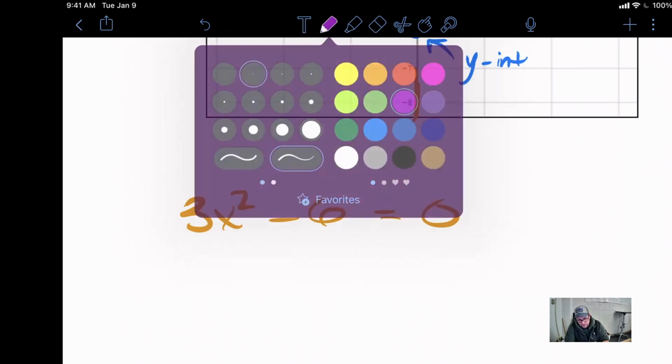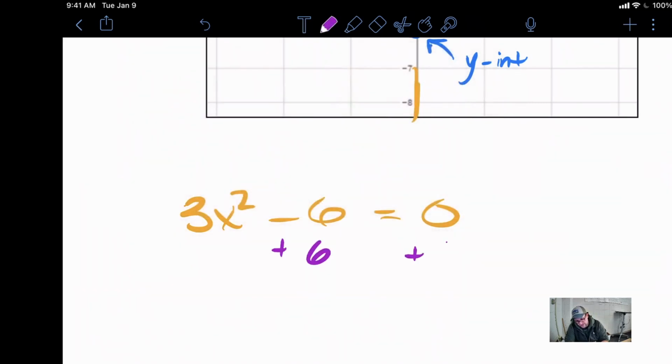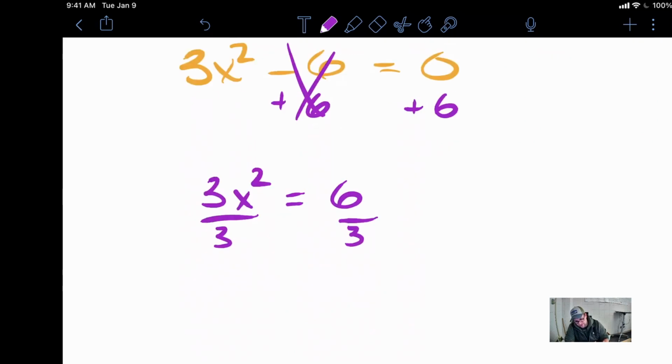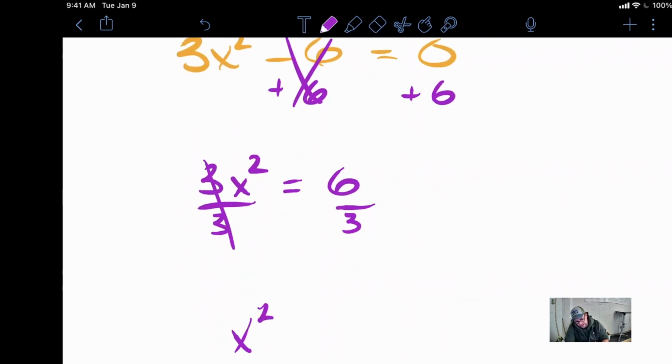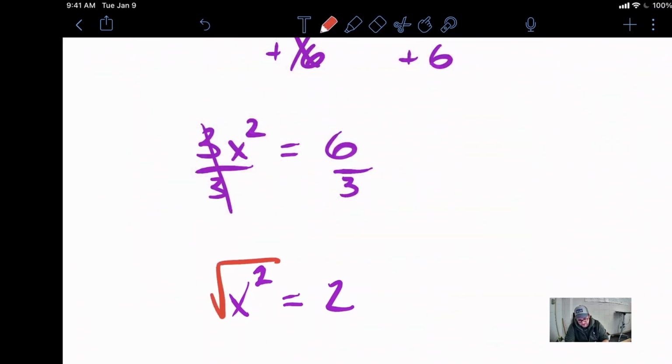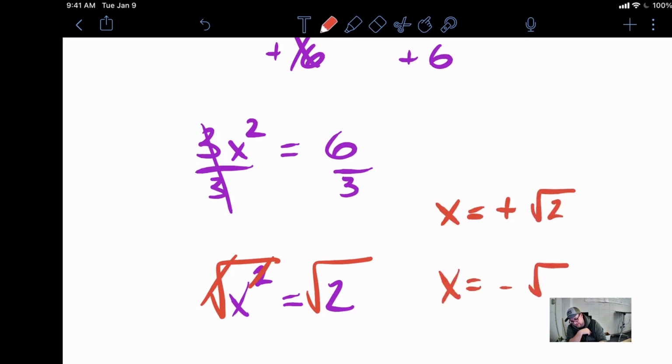So the way you would do that is you would start by adding 6 to both sides. We'll get 3x squared, these two cancel out, is equal to 6, and then we'll divide by 3 and divide by 3, and we'll get x squared is equal to 2. And then to finish it off, remember, to undo squaring something, we want to take the square root of both sides. Don't forget, we always get two answers. This and this cancel out, so I'll get x equals the positive square root of 2, and x equals the negative square root of 2.